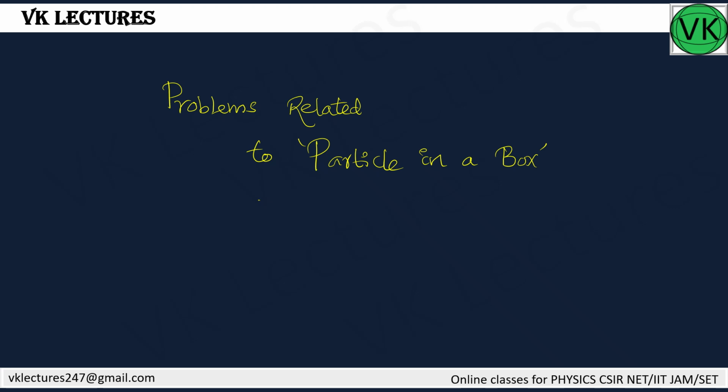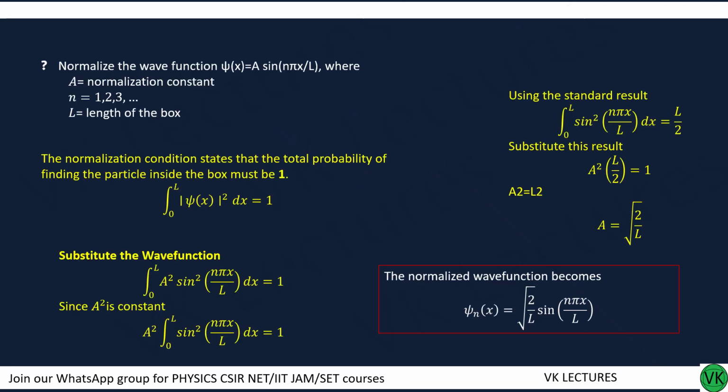Now let us discuss some problems related to the particle in a box. Coming to the first question: normalize the wave function psi of x equal to A sine n pi x by L. This is the wave function that we got from the particle in a box.